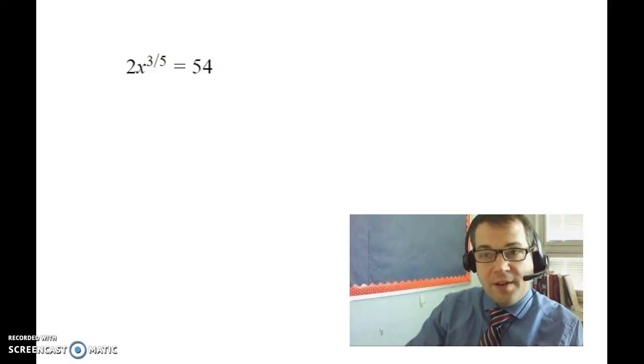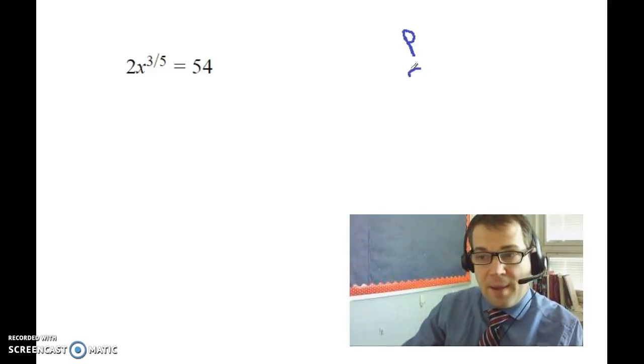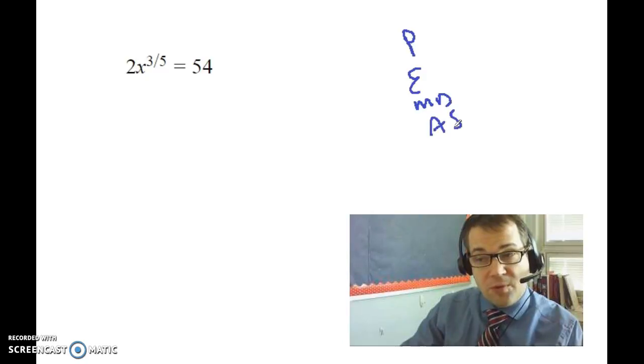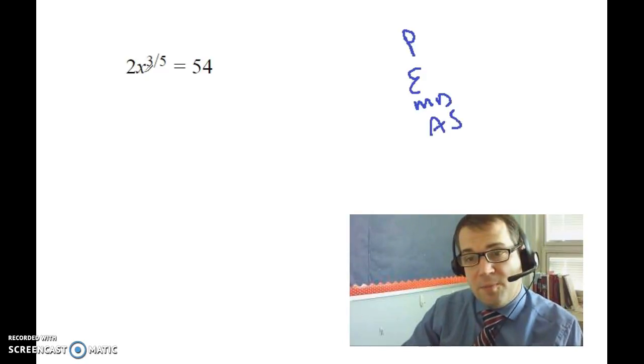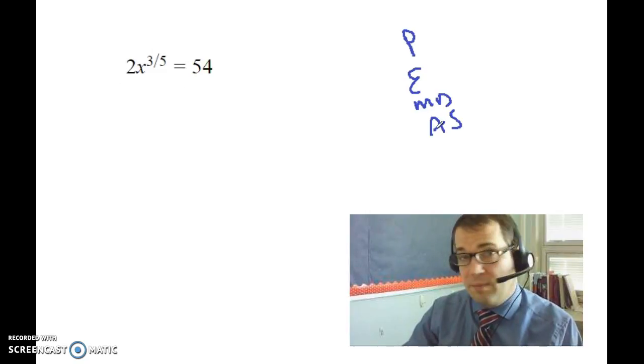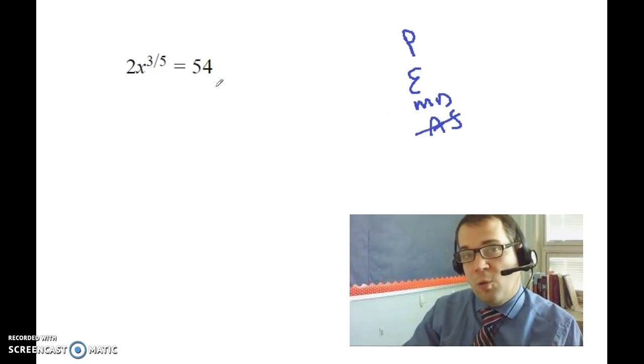We have an equation that we're trying to solve, so we're going to definitely bust out that PEMDAS, but we're going to do it in reverse because we're trying to undo what was done. This problem, I'm going to look and say, is there anything on this side of the equation to add or subtract? There is not. Is there anything to multiply or divide?